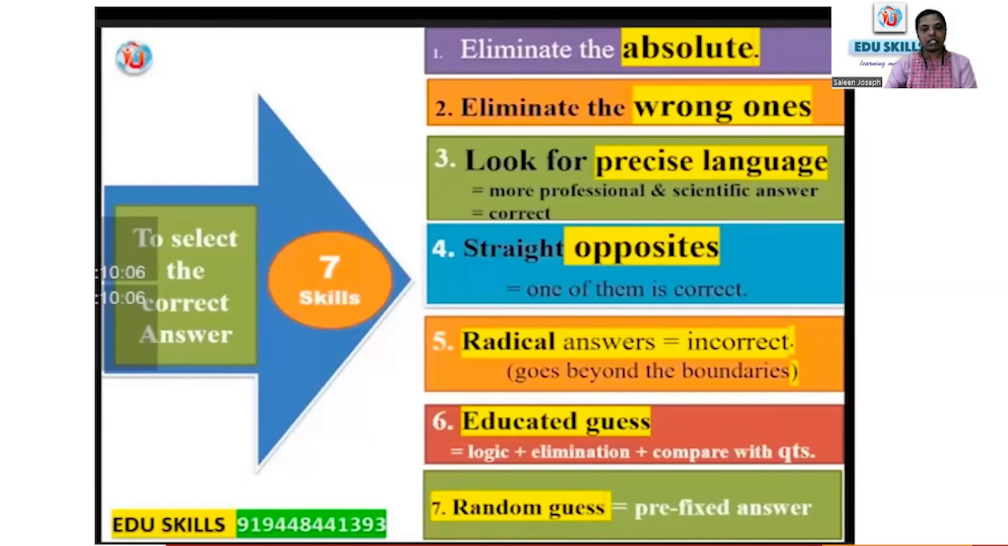And then an educated guess. According to our knowledge, logic, and elimination, compare the questions, and then you can eliminate. And then a random guess. You can also have a prefixed answer: this is the question, so this can be the answer. With all these elimination methods, before reading the text you can have an idea of almost which will be the answer. Then once you read the text, you will be able to select the exact correct answer.